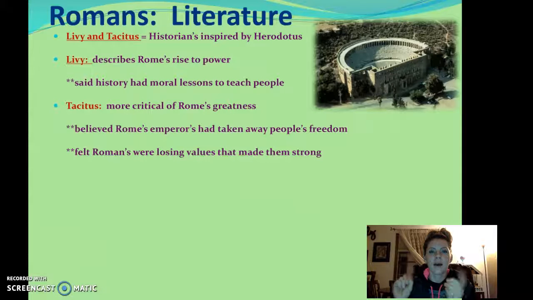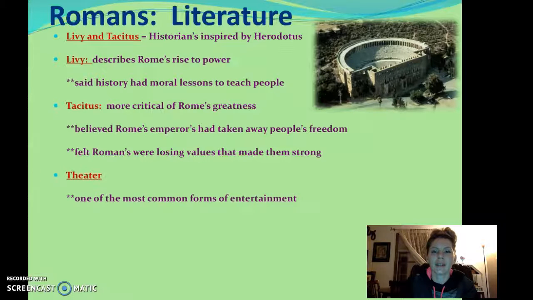So, two different viewpoints of being in a large empire. Livy is going to say this large empire makes us great, and Tacitus is going to say this large empire actually makes us worse, because does the empire really care about us as people?